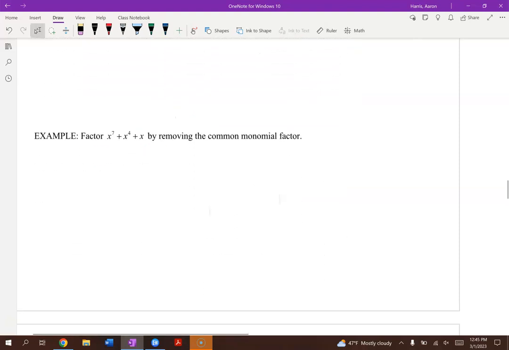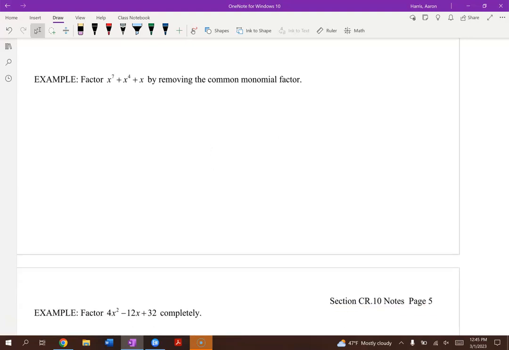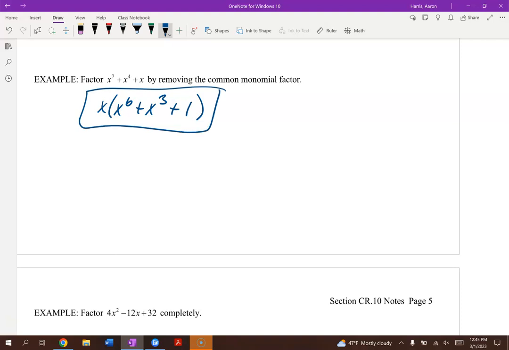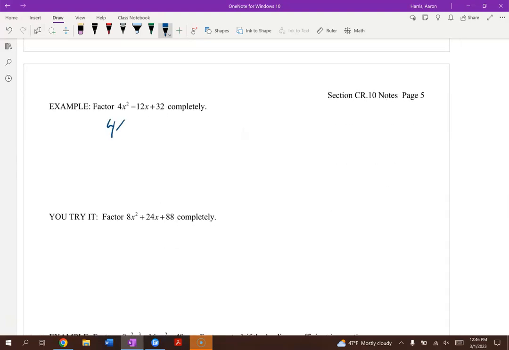All right, let's do a little different one here. How about let's remove a common monomial factor. What can I take out of each of those? And 1x, yeah. So good. We take an x out. So I'm left with 6 there, 3 there, and just a 1 there. Again, you should be able to distribute that back and get the same thing. So that's the common monomial factor. This one down here I can take out of what? 4, yeah. Yep, take a 4 out of this.